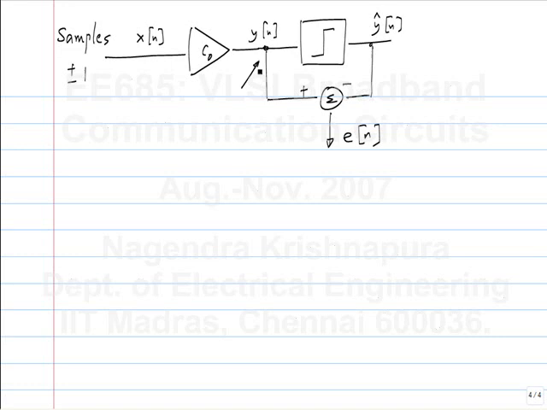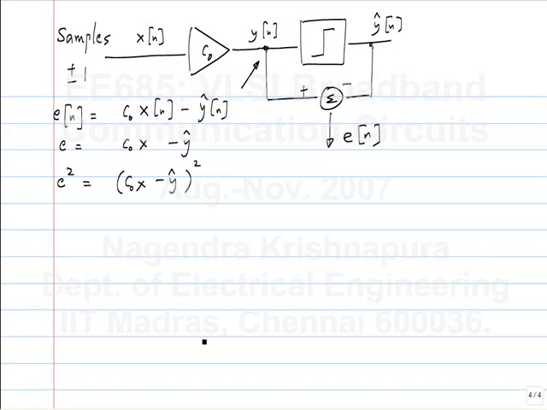What is E? What's the expression for E in terms of C0x? And now to avoid clutter, I'll remove the time index. I'll just write E equal to C0x minus y hat. What is E square? Now I want to adjust C0 so that this function is minimum.